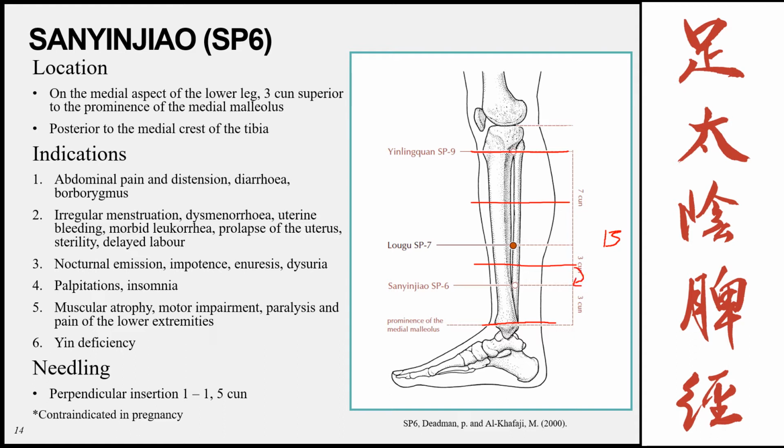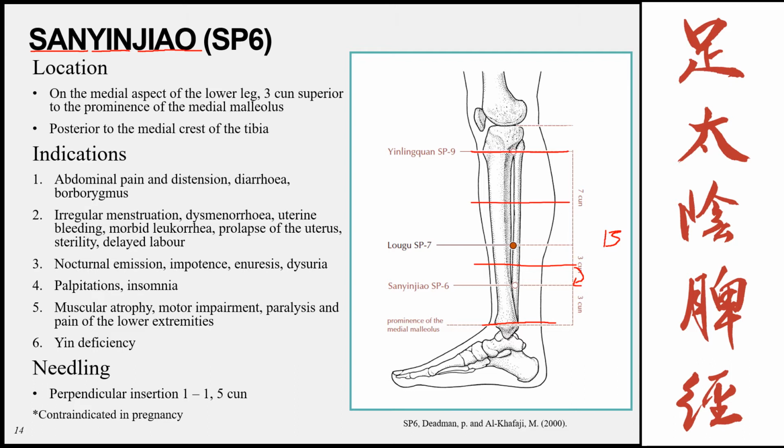Next, let's look at the indications. So firstly, this point is known as Sanyinjiao. So the meaning of this word is quite useful in remembering the functions of this point. So firstly, San means 3, Yin means yin like yin and yang, and Jiao means intersection.